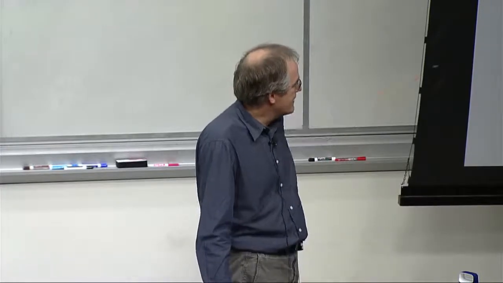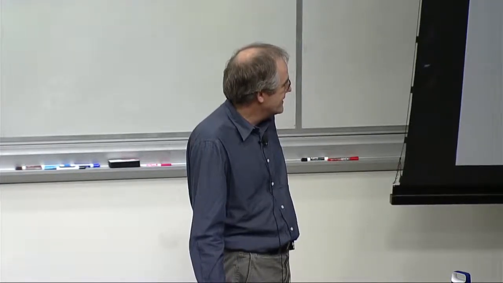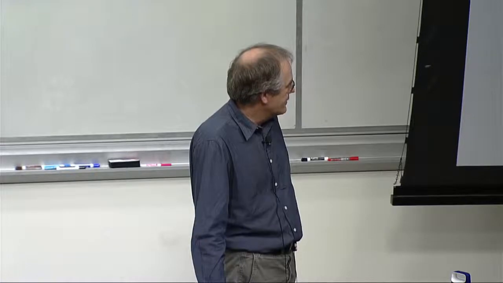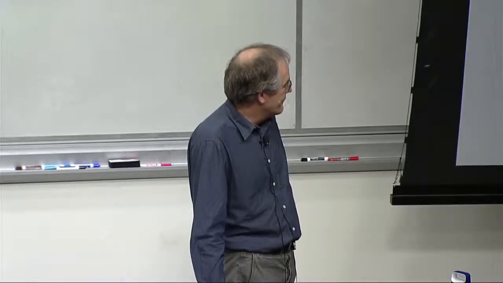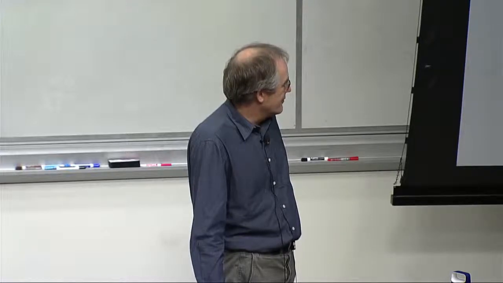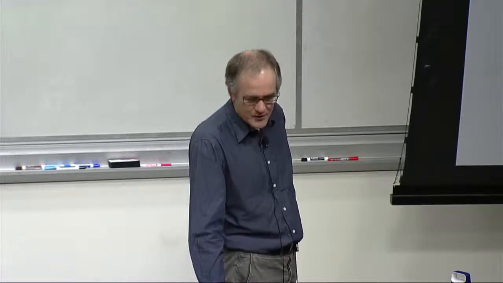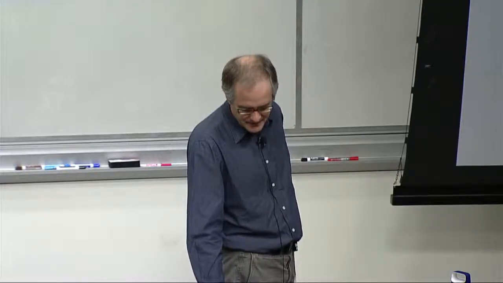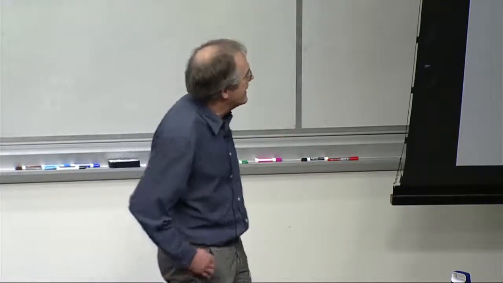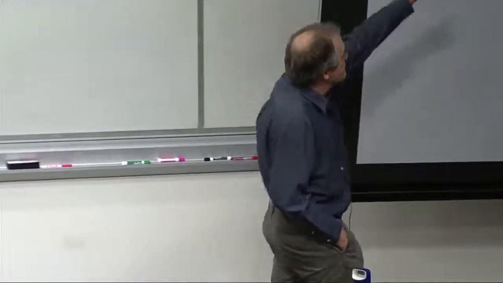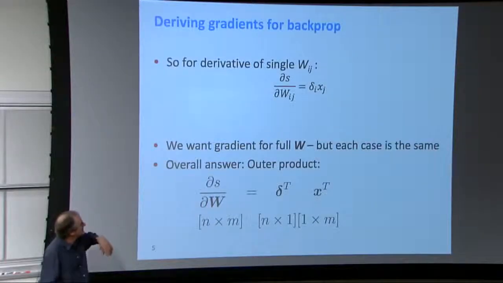Well, if you start thinking about it, this argument applies to every cell, so that for every cell of the Jacobian for W, it's going to be xj. So that means we're just going to be able to make use of that in calculating our Jacobian. So the derivative for a single wij is delta i xj, and that's true for all cells.